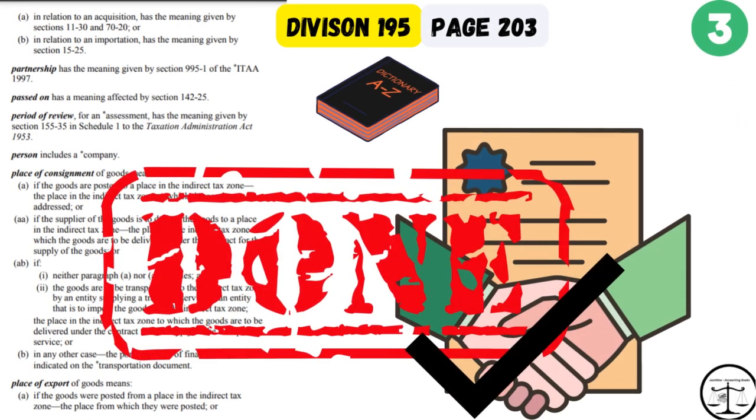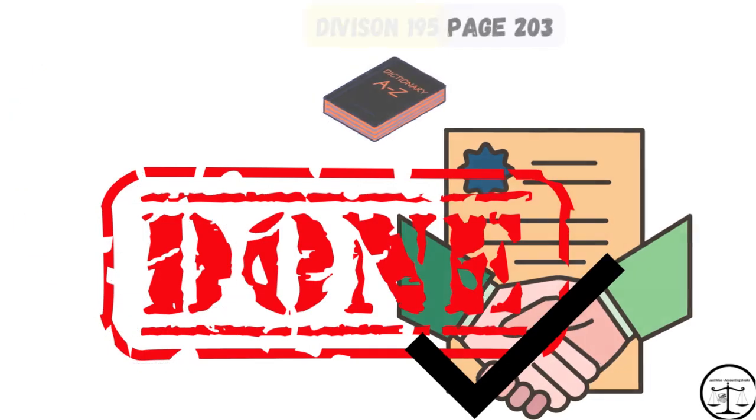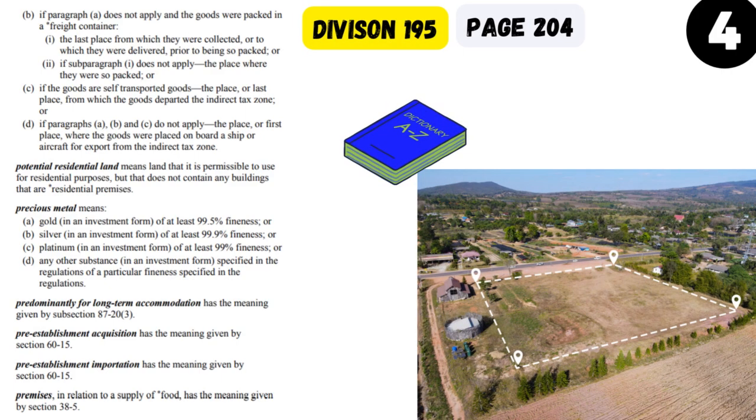That was it for page number 203, friends. This was section 3 of this video. Now we will head to section 4. Now, we will explain words on page number 204 of Division 195 of GST Act Volume 2. This is section 4 of this video, for dictionary.